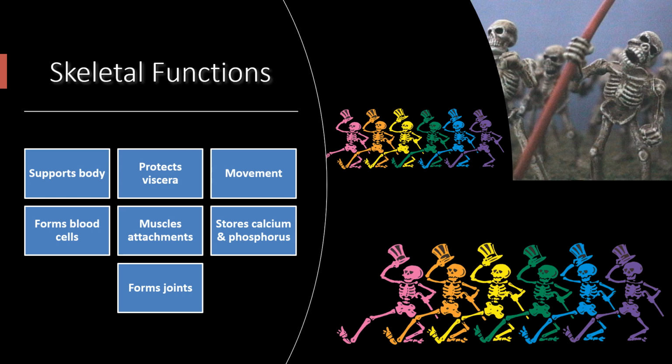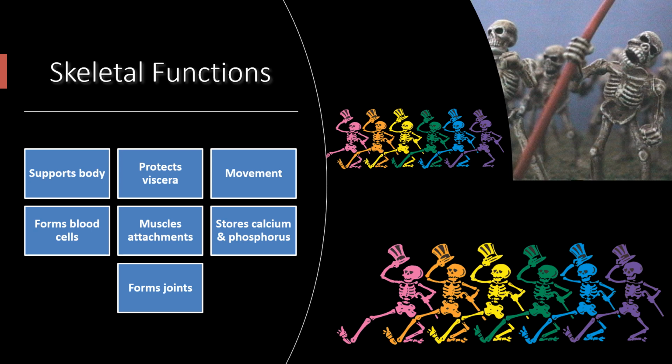We talked about movement, that's a function, but to form muscle attachment is also a function of the bones. Storing calcium: we understand that we need calcium for good bones and for growth and repair of the bones, but we also need phosphorus. So within the bones, we store excess calcium and phosphorus until we need it. And bones form joints. Where more than one bone joins together, this is known as a joint.